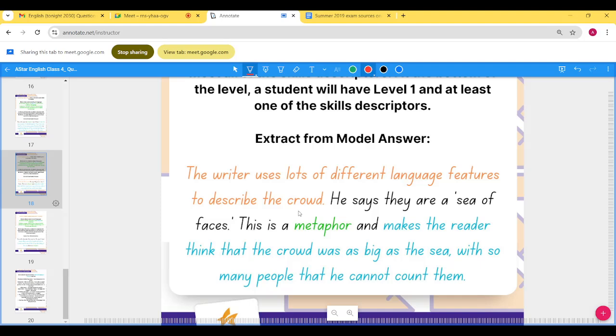But this sentence tells us nothing. And it says, he says they are a sea of faces. So again, a simplistic, short sentence. This is a metaphor, so it's true, but it doesn't flow, and makes the reader think that the crowd was as big as the sea, with so many people that he cannot count them. So quite simplistic language, just shows it's as big as the sea, repeating the wording. So I think at level 2, it understands the phrase, it's got some good ideas in it, but it's not up to the level to score high.